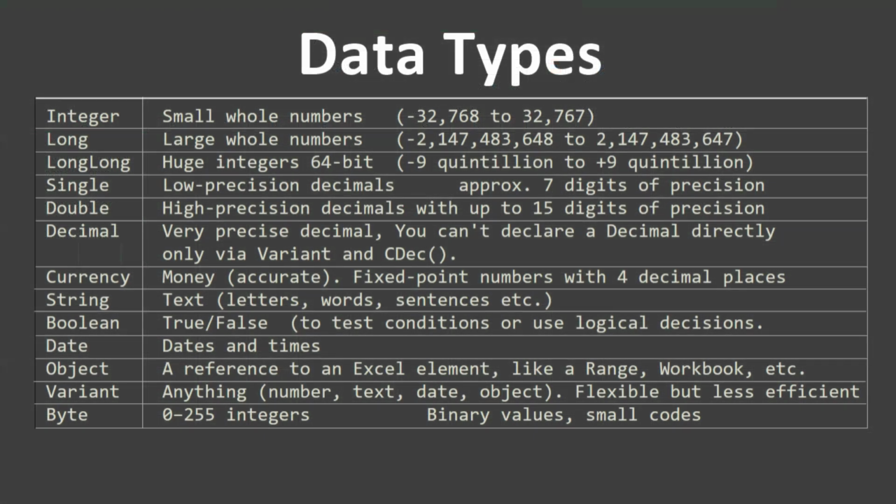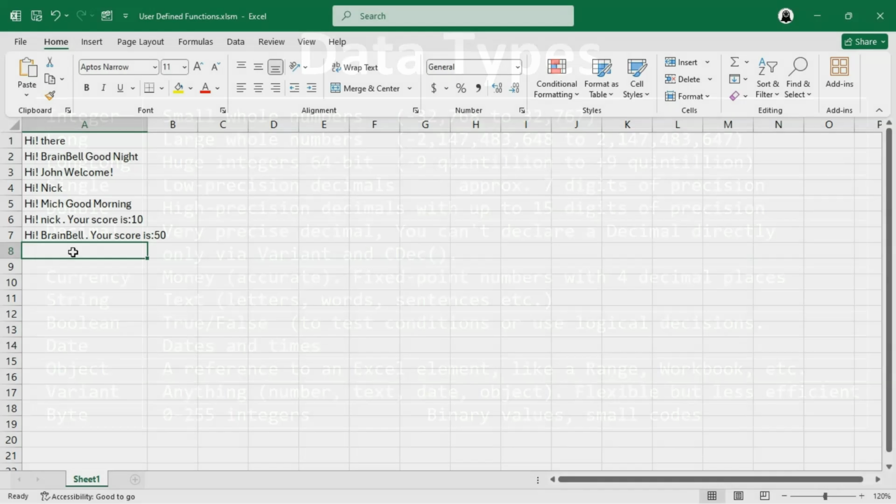Next, let's talk about data types for arguments and return values. Data types define the kind of data a variable can store, like numbers, text, or dates. The table on screen shows some common VBA data types. In our current function, we haven't declared any data types.